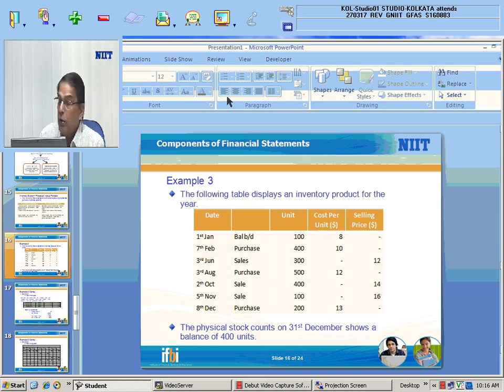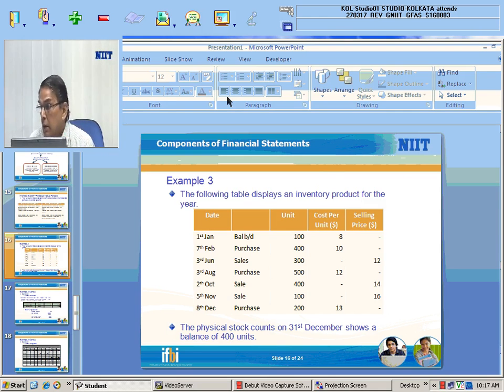If the purchases are all done at the same price, then there is no problem. You can take the purchase cost. But since purchases have been done at different prices, at different points of time, to determine cost, you have to know which of the purchases the closing inventory relates to. So the FIFO method tells you to identify the closing inventory with the most recent purchase or the one immediately before, like that.